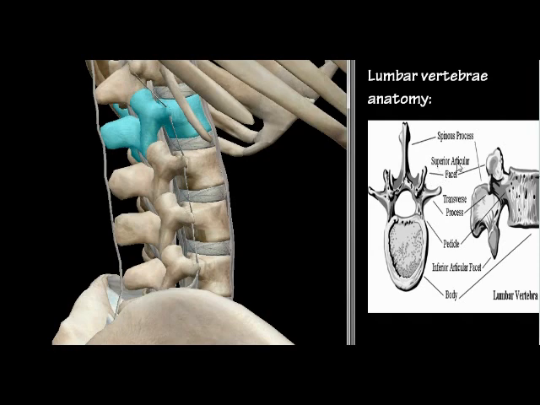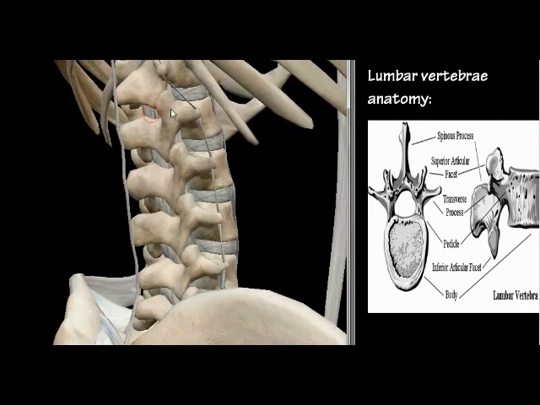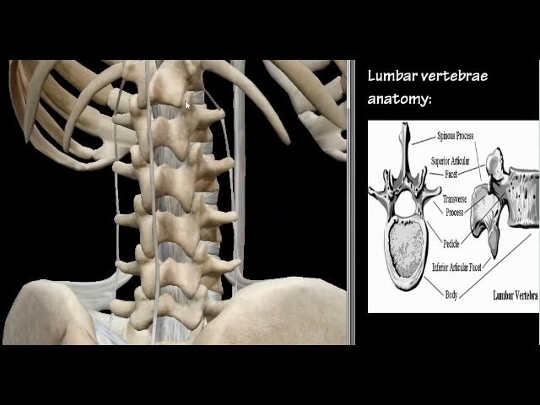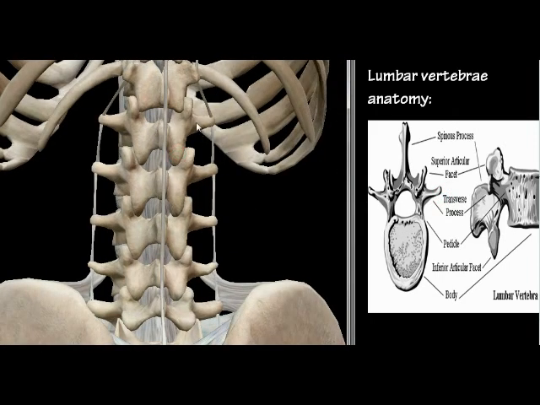Next is the superior articular facet. They lie between the junction of the pedicle and the laminae. They are projecting in upward directions. What we see is the transverse process. They are long and slender. They are horizontal in alignment.